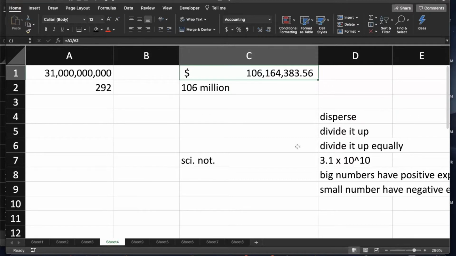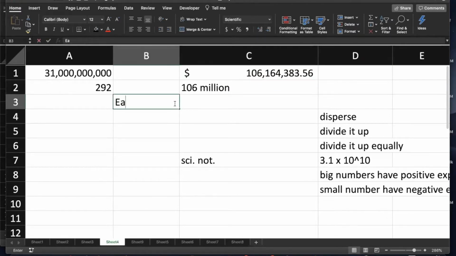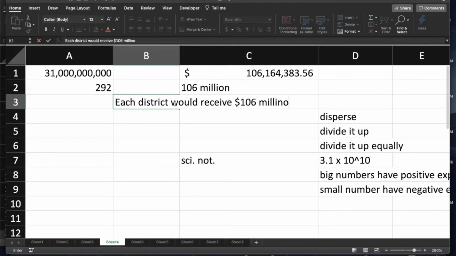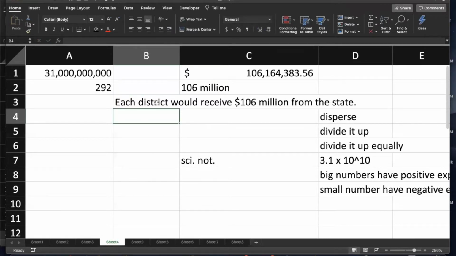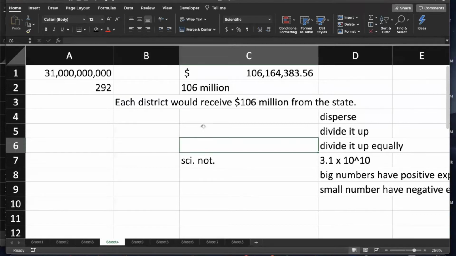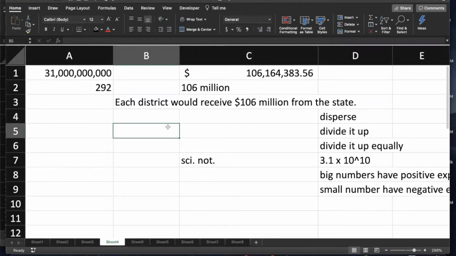There's nothing wrong with that number, but if we're going to talk about it, it'd be a lot easier to just say 106 million. So something like each district would receive 106 million from the state would be a way to contextualize. If the question required you to write an answer, that would be a nice way to communicate what you found. Any questions about that first question?